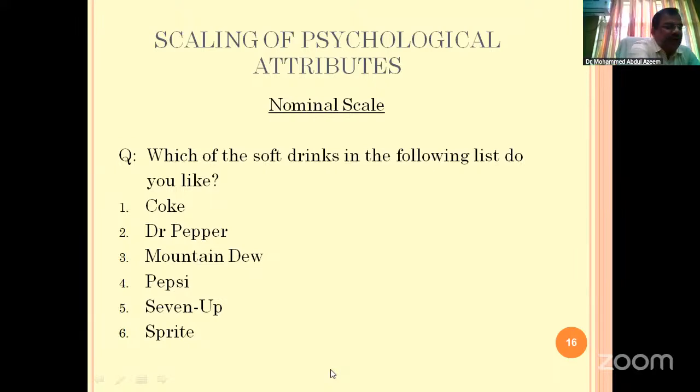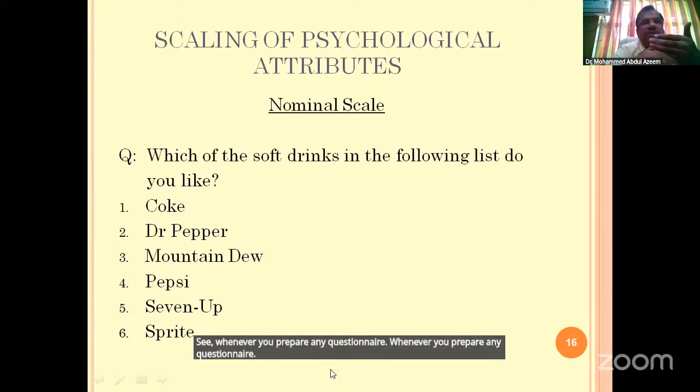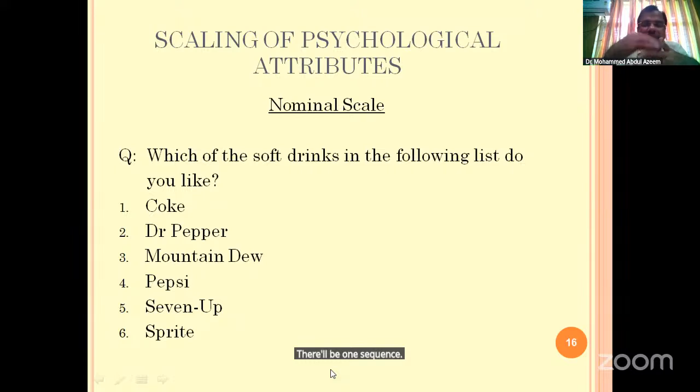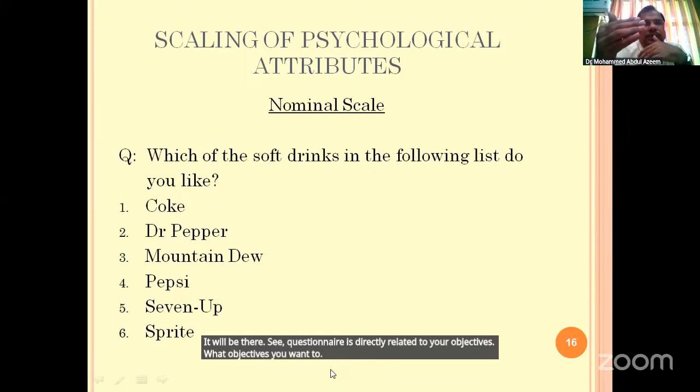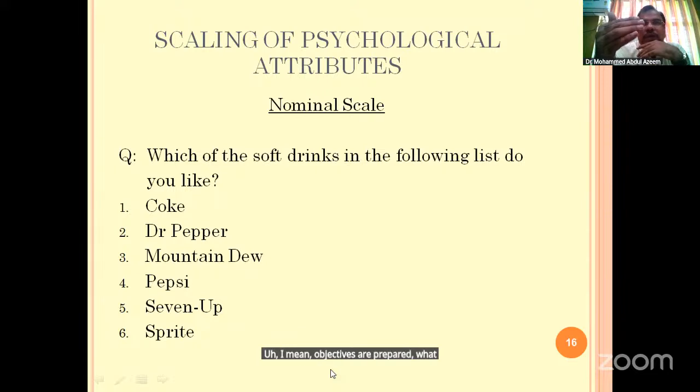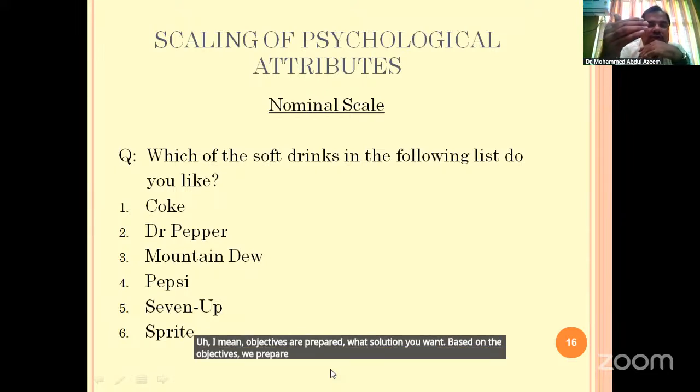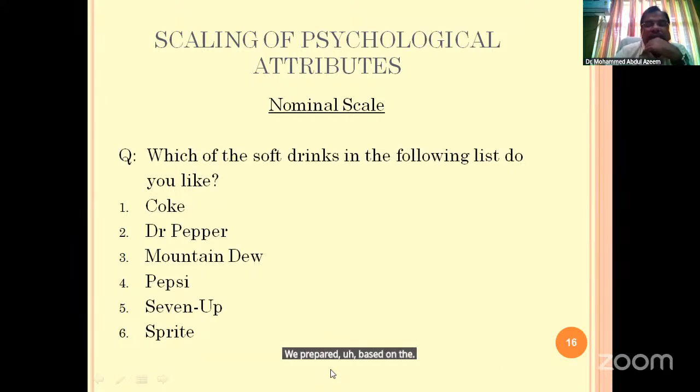See, whenever you prepare any questionnaire, there will be one sequence. None of the above will be there. All of the above will be there. See, questionnaire is directly related to your objectives. Objectives are prepared, what solution you want. Based on the objectives, we prepare the questionnaire. Based on the questionnaire we prepared, we get responses. Okay? So it can be none also.